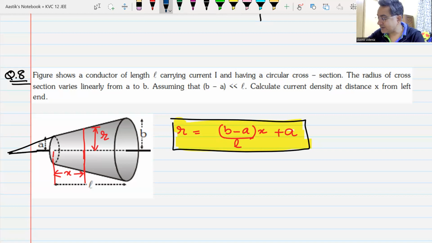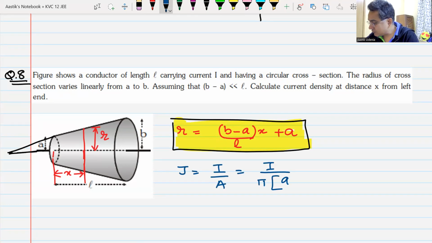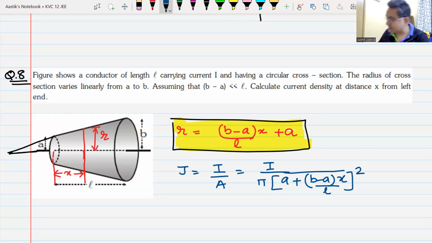Once you have the radius at this point, current density is current per unit area, and current is I divided by pi into this radius square, (A plus (B minus A) x by L) square, and that is your exact answer that we were supposed to get. That's it. Do we understand this? How this is done? Yes, sir.